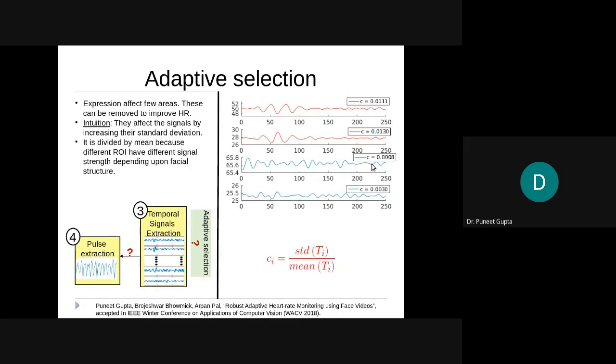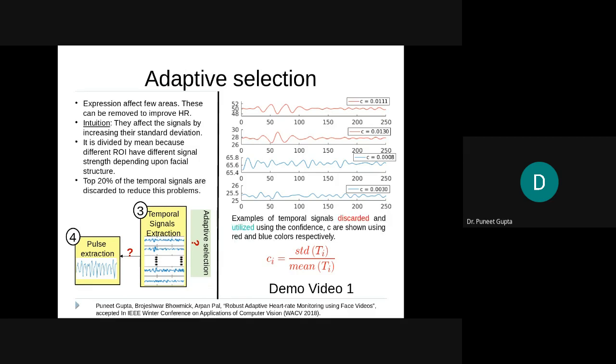What we have done is we define something known as C. For the ith signal, we define Ci, confidence, which is nothing but standard deviation divided by mean. If my standard deviation is high, like in this case, it tells me that I am highly confident that it is affected by facial deformation. So I just neglect those 20% of the temporal signals which have high Ci values, and the rest 80% I consider.